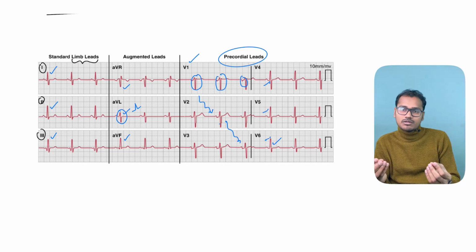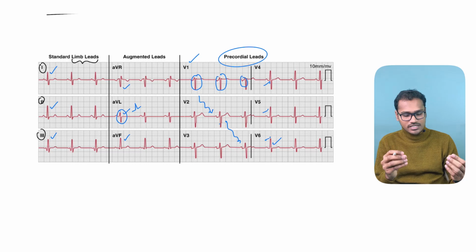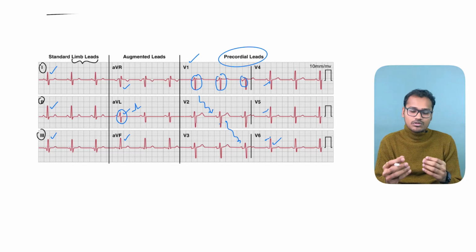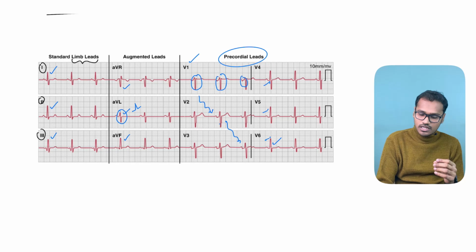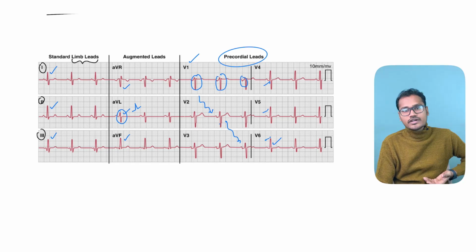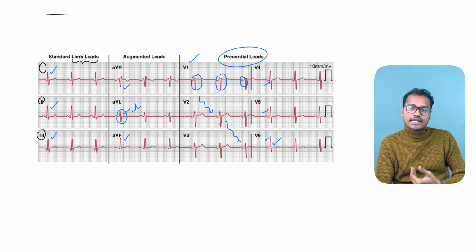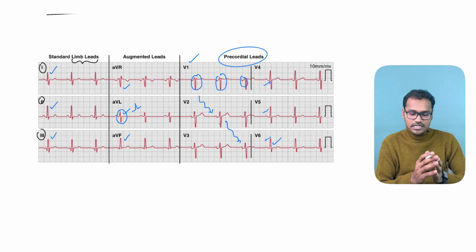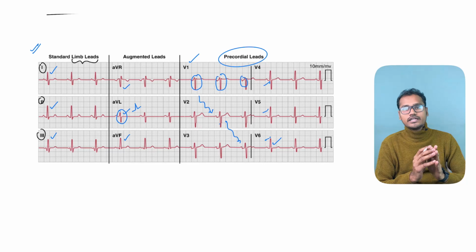Once we study myocardial infarction, we will try to understand why we are taking this many leads, and whether we can find out which particular wall of the ventricle is affected, that is, whether the inferior wall, the lateral wall or the anterior wall is affected. That can be easily identified by just looking at the standard 12-lead ECG.